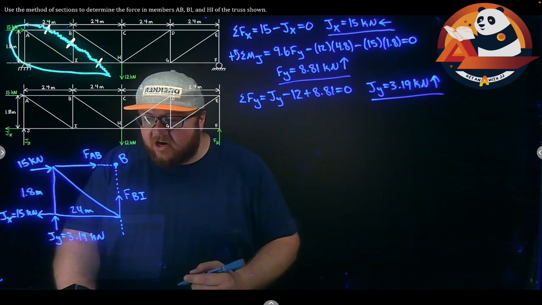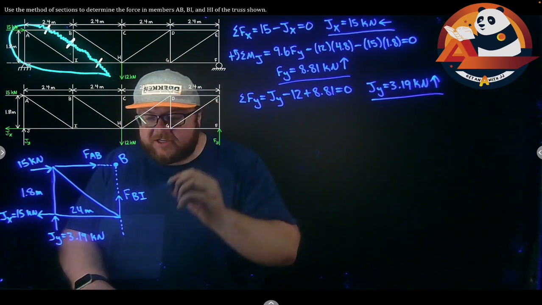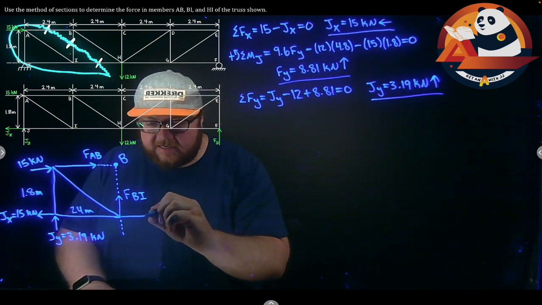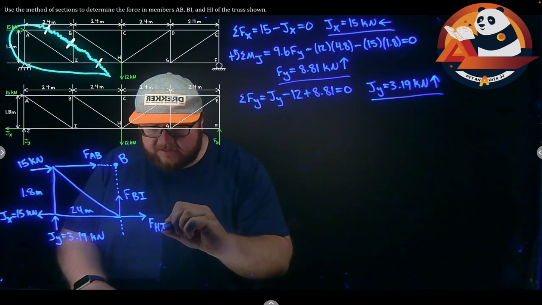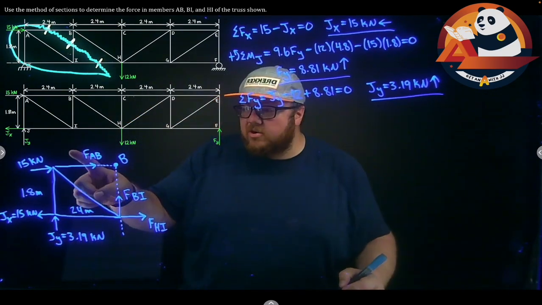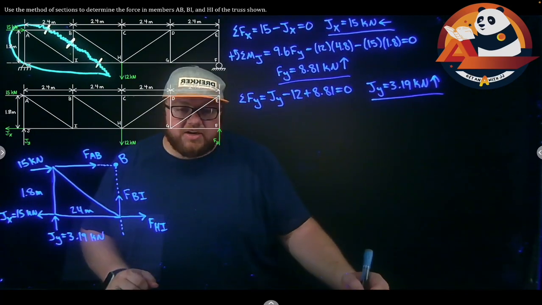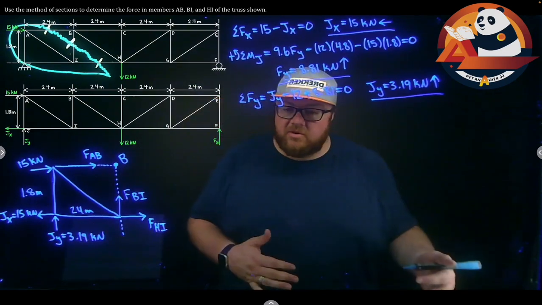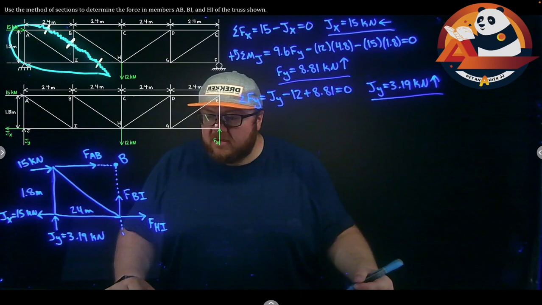But our last unknown I want to put in here is, as I leave I, I cut member HI. So going to the right, I'd have FHI. Three unknowns, FAB, FBI, FHI. I have three equilibrium equations. I can sum forces in the X, in the Y, and I can sum moments. So I can get through all of those. So let's come and just tackle that.